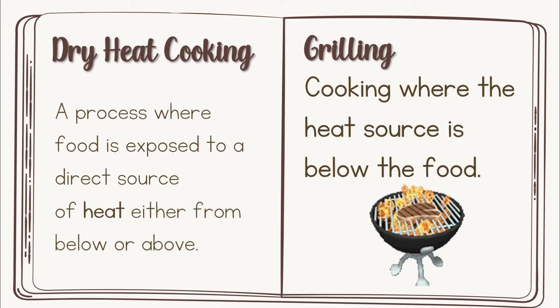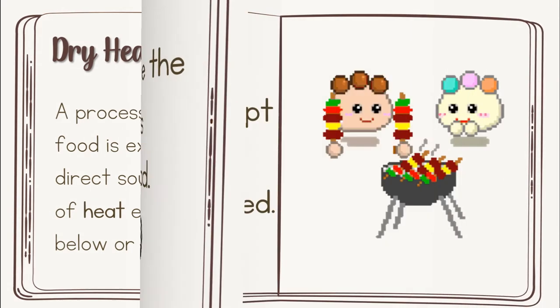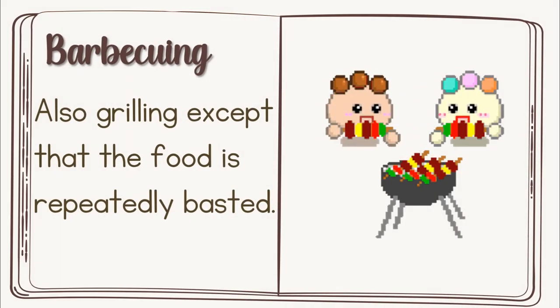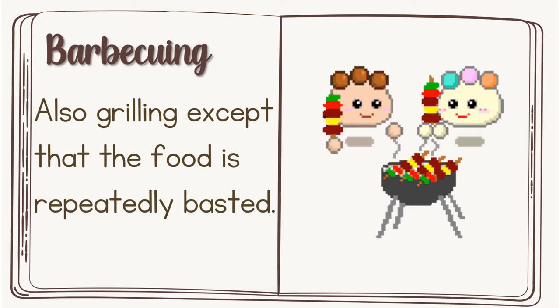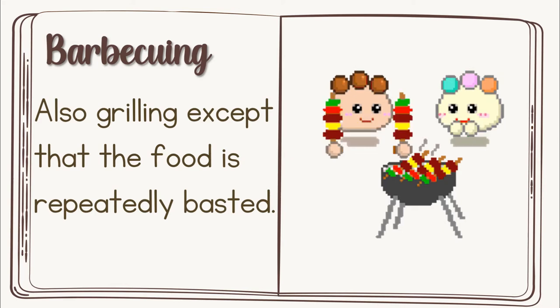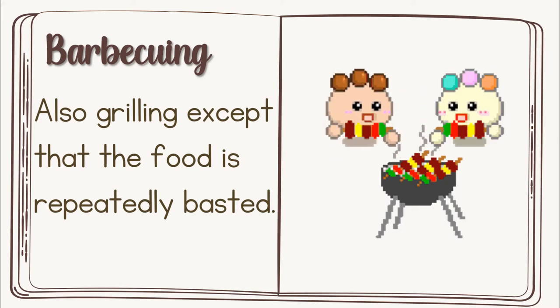Dry heat cooking is a process where food is exposed to a direct source of heat, either from below or above the food. Examples of dry heat cooking are, number 1, grilling, or the cooking where the heat source is below the food. You can use red hot charcoal or red hot grills. Number 2 is barbecuing. That is also grilling, except that the food is repeatedly basted or brushed with marinade sauce or an oil.